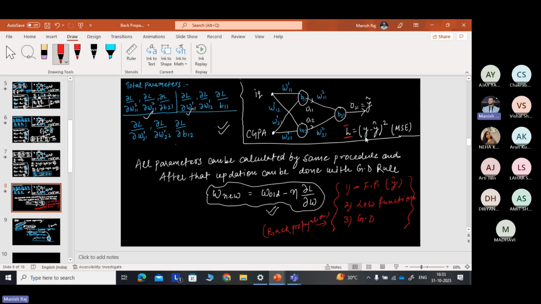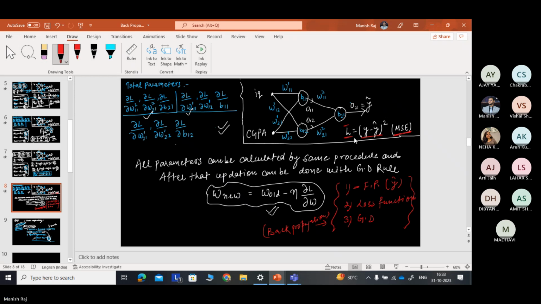इफ नाउ आई एम टेकिंग दिस पार्ट, अगर यहाँ पे सॉफ्ट मैक्स हो सकता है, सिग्मॉइड हो सकता है, और डिफरेंट डिफरेंट टाइप के लॉस फंक्शंस यू विल यूज फॉर डिफरेंट. If you are applying for the classification problem, then you will use the different type of, means you will not use the MSE, you will use the different type of loss function. I can say this thing only.